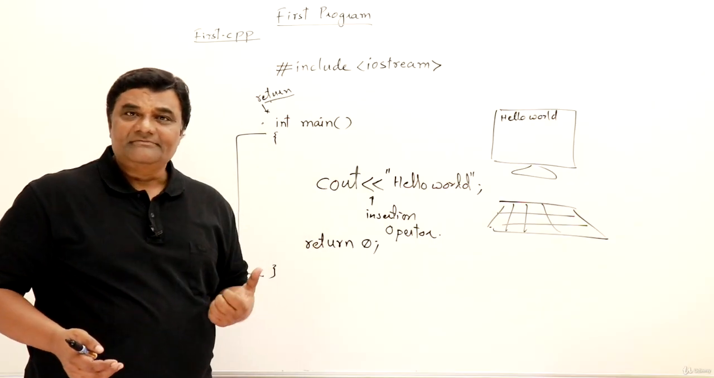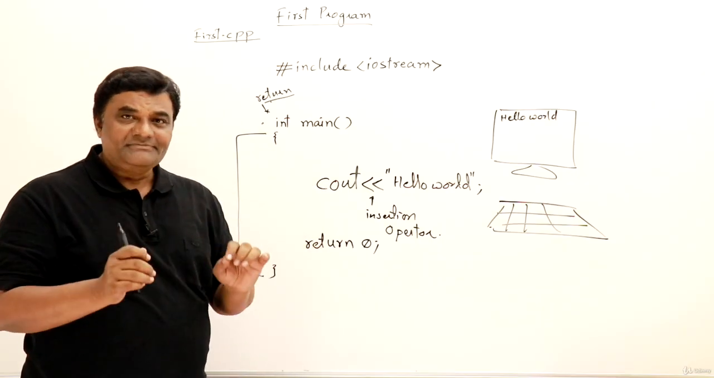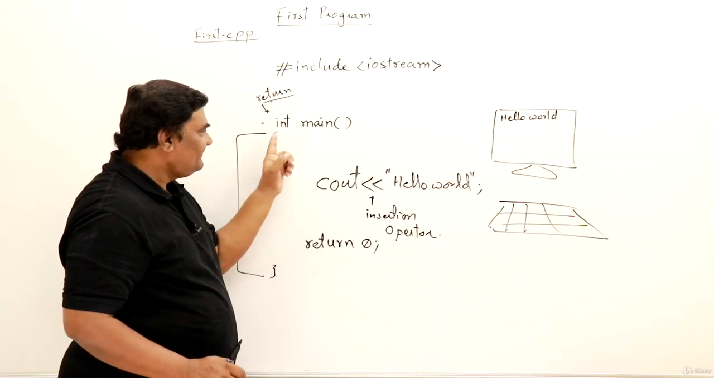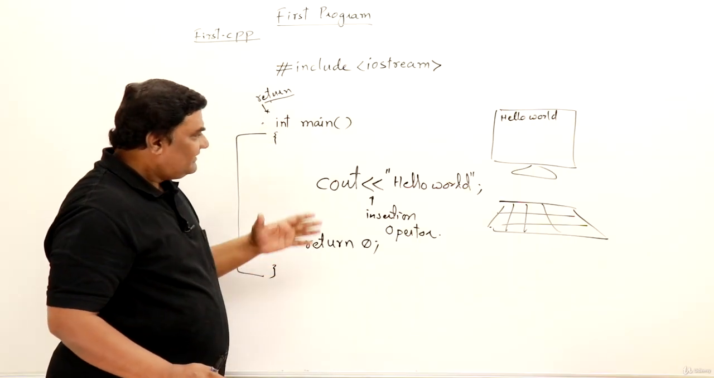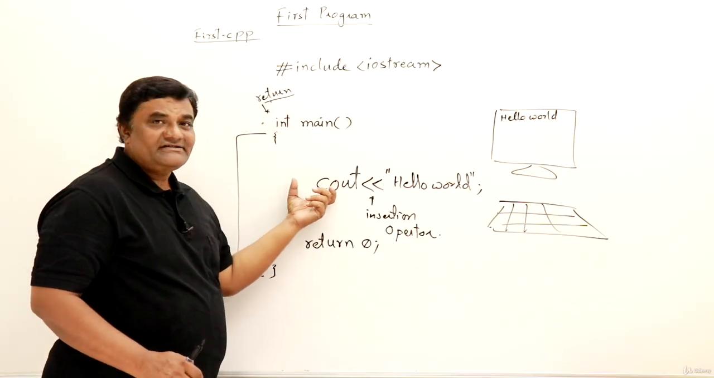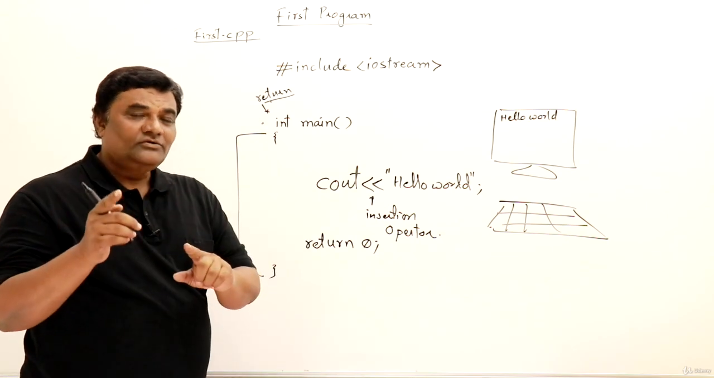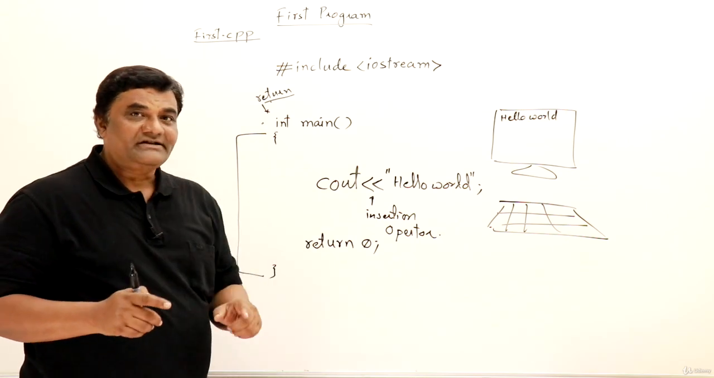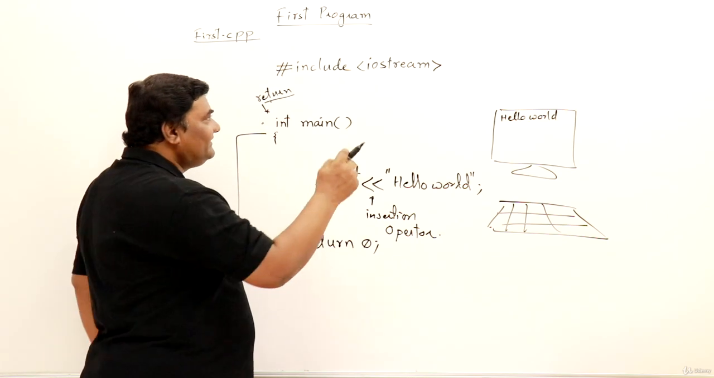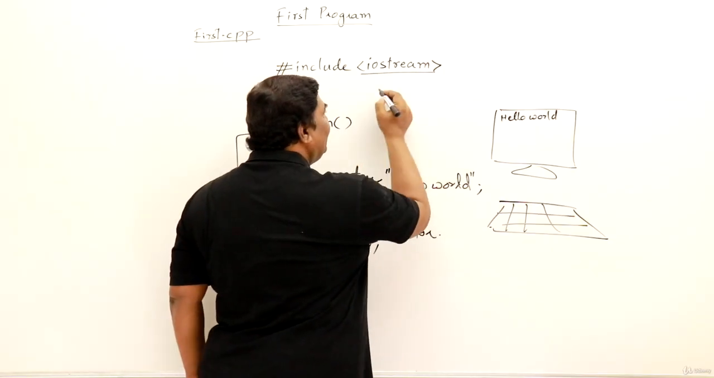Where did cout come from? We know that for every C++ program, we should write int main, flower brackets, and return. Then whatever we are writing here, where did this cout come from? The cout object as well as the cin object are present inside this iostream header file.